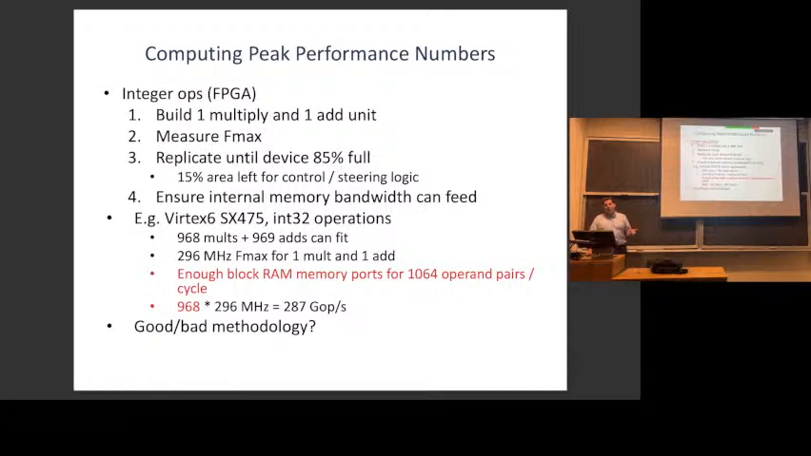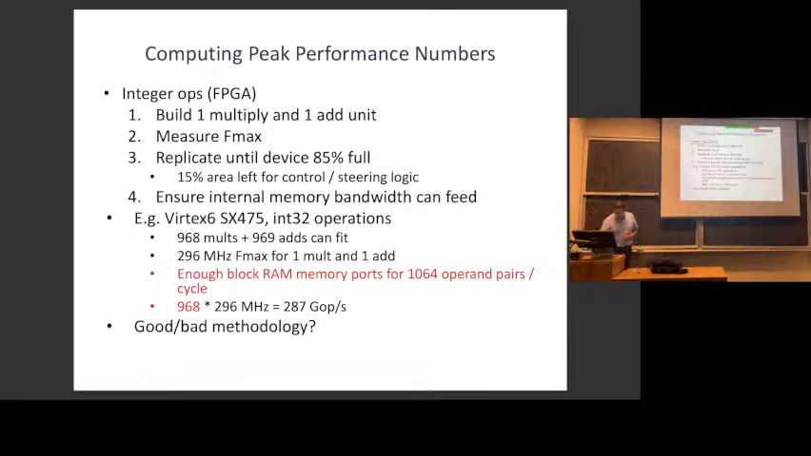In order to determine whether you can keep all of those fed from memory, you have to decide what memory system you built. Because you don't have a register file on an FPGA, you don't have an L1 cache. You just have a whole bunch of block RAMs. So they have to make some decisions on the FPGA of what's a reasonable benchmark for integer performance.